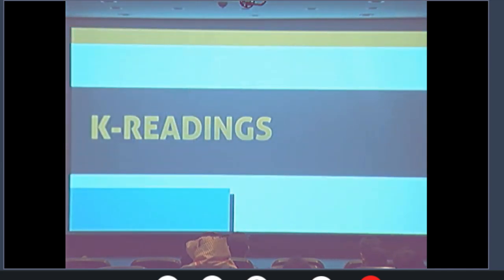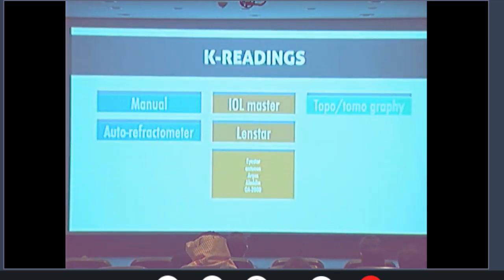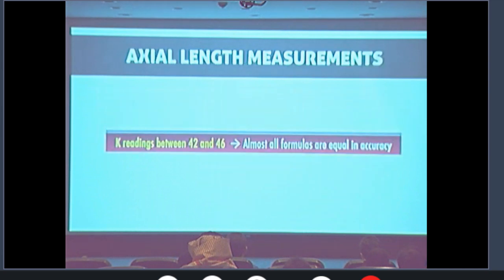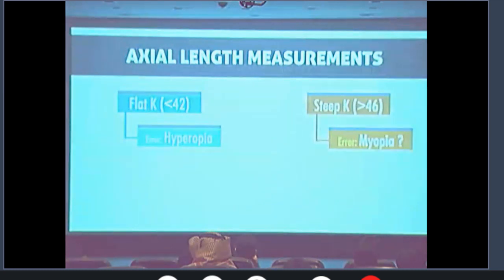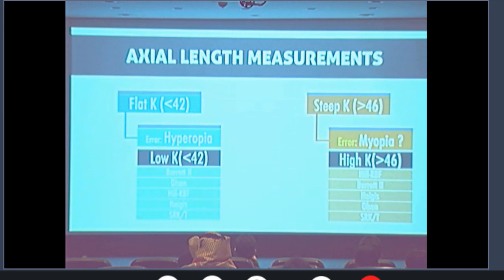We finished with the axial length, now the K readings. The K readings can be taken manually, with an autorefractometer, IOLMaster, or optical devices, Lenstar, others, or topographic or tomographic machines. So for the K readings, the normal is between 42 and 46, and almost all formulas are equal in accuracy in this range. However, in flat K readings, usually the error is hyperopia. And in steep K, the error can be hyperopic or myopic, depends on which formula you are using. So also here, in low Ks, the Barrett and Olsen, Hill-RBF, Haigis, SRK/T, they are doing a great job. And the same for the steep K.